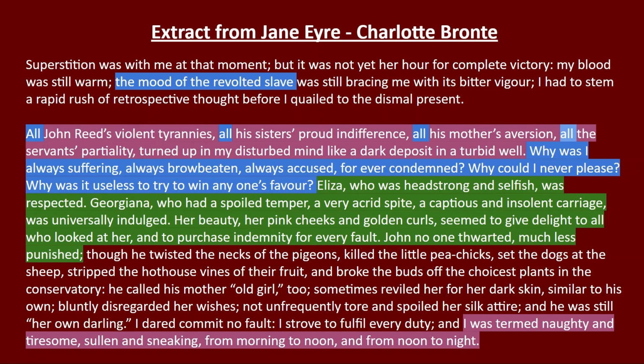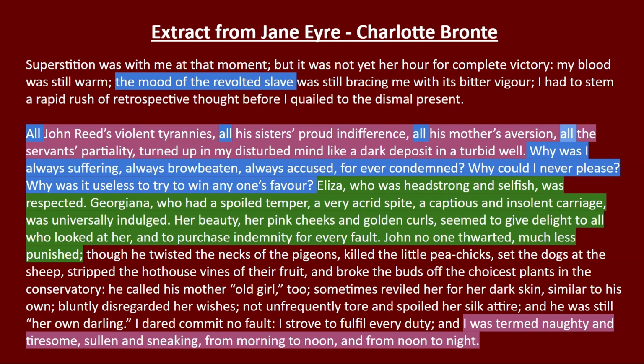The pink though, is about how she is a victim. And she is kind of a victim. We've got the fact that there's violent tyranny, there's pride, all of that kind of thing. And she was termed naughty and tiresome, sullen and seeking from morning to noon and noon to night. And that is parallelism. So we can talk about that. She is talked about through parallelism as a victim, pretty much.